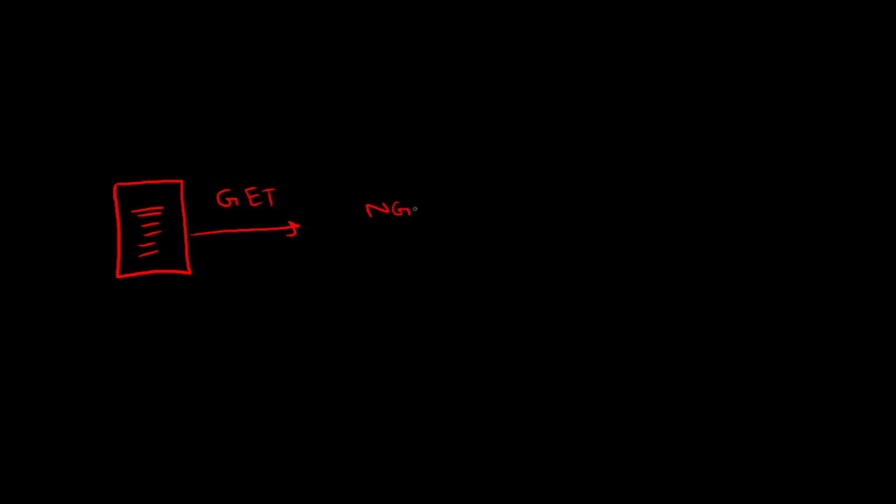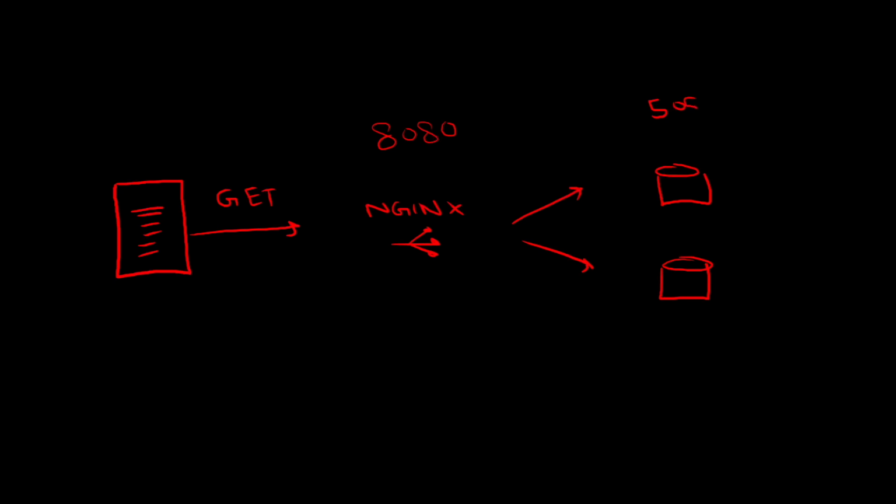Then we will configure an Nginx server as a load balancer which will be listening on port 8080 and will be forwarding our API requests to a couple of Spring Boot web servers. One will be listening on port 5050 and the other one will be listening on port 6060.